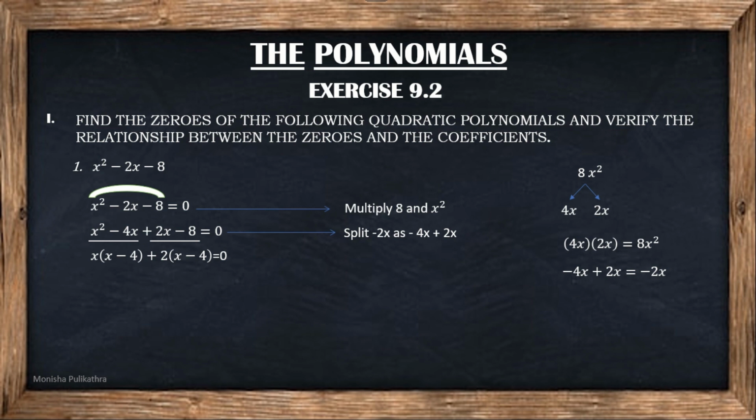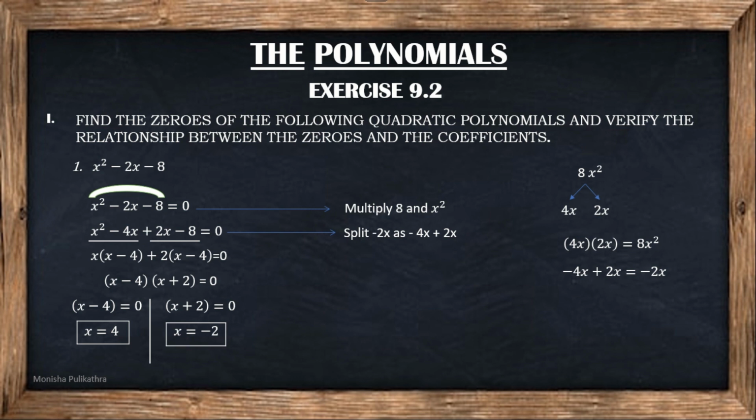When you take the common term 2, you will get the remaining as x minus 4 itself. Then we need to separate it once again. That is x minus 4 and the remaining x plus 2. So we need to equate both separately to 0: x minus 4 is equal to 0 and x plus 2 is equal to 0. Then we will get x is equal to 4 by shifting minus 4 to the right hand side, and x is equal to minus 2 by shifting plus 2 to the right hand side.